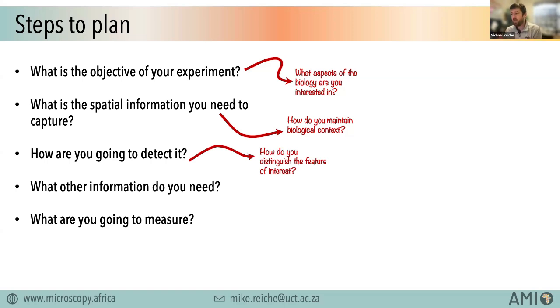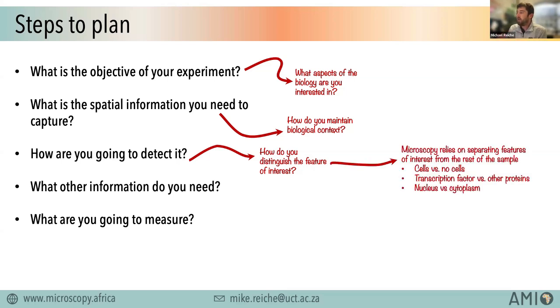How are you going to detect whatever it is that you're interested in seeing? This is important because you need to be able to distinguish your feature of interest, whether it's a protein or a specific dye. There has to be a way of capturing that information from the rest of the sample, because that's the fundamental principle of microscopy. So microscopes rely on separating these features, whether it's pretty straightforward in the sense that you want to identify if there is a cell or no cell, or whether there's expression of a gene or no expression of a gene, or whether you're interested in something that's in the nucleus or cytoplasm. There's always a manner in which you have to differentiate what is in your sample.